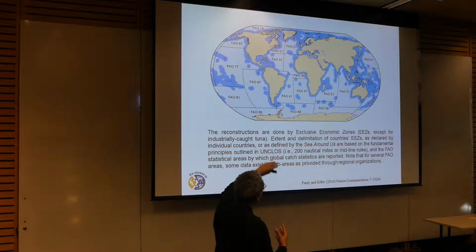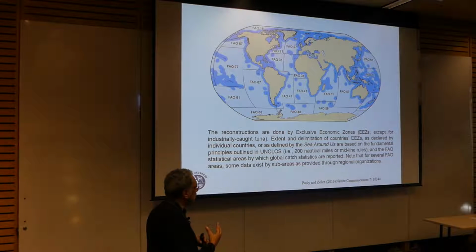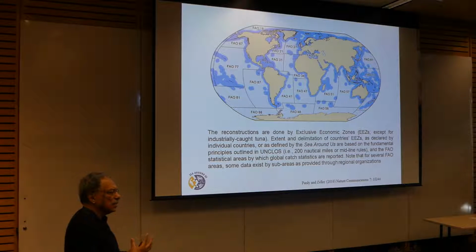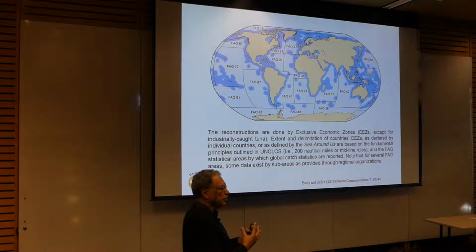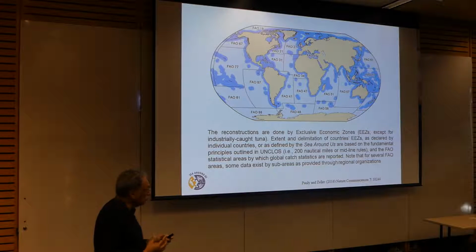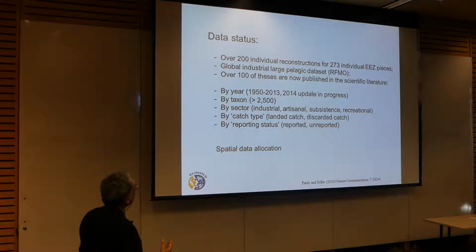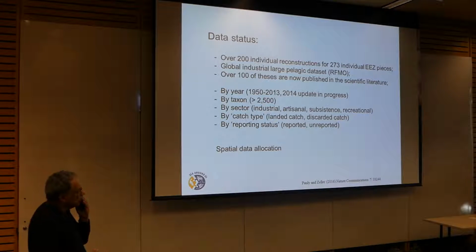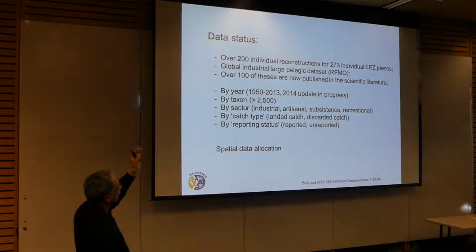And we have then for the high seas another reconstruction for catches that come from the regional fisheries management organizations, especially the tuna fishery. So the status is, as I mentioned, 200 reconstructions.